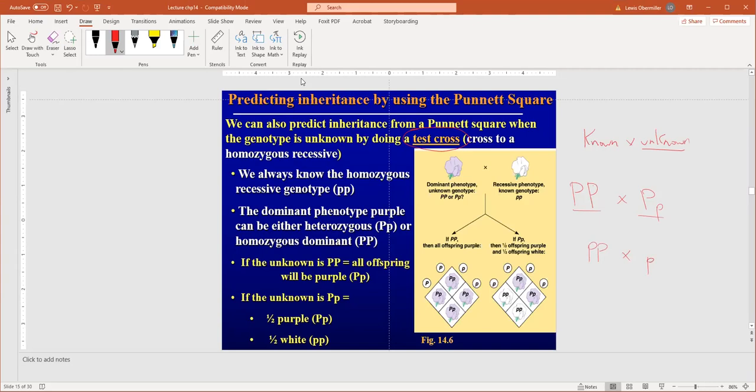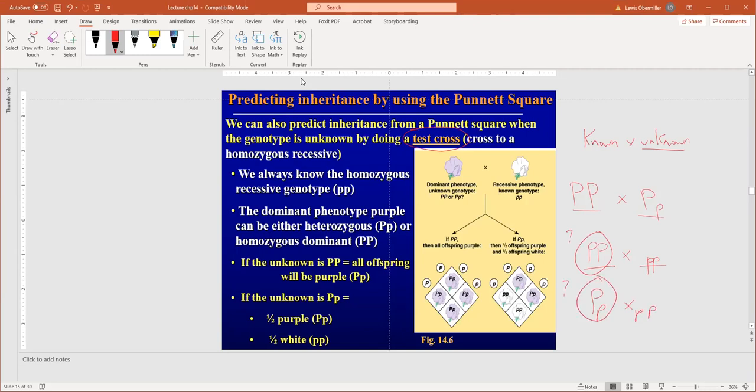The only way to figure that out is to cross it to something we do know. We always know the genotype of the white flowers. They have to be little p, little p, and we see that. Every white flower I picked out of that field would have to be little p, little p. So we cross these with the unknown, right? It could be this, or it could be this, right? And that's a test cross.